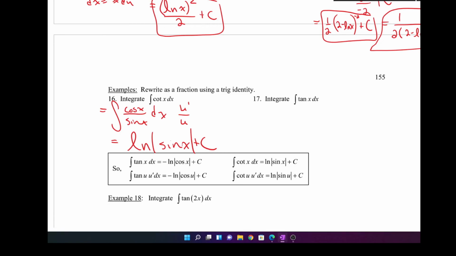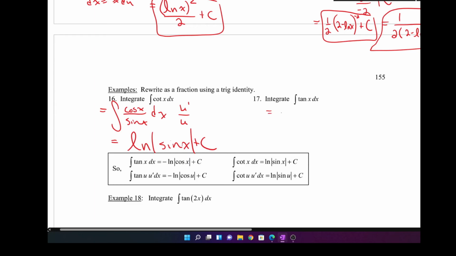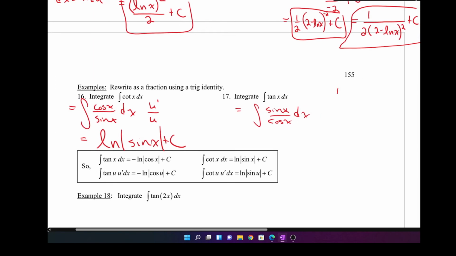Same thing here, by the way, is that tangent is the same thing as sine of x over cosine of x dx. But keep in mind that the derivative of cosine of x is going to be negative sine of x. So I'm technically missing a minus sign right here. So let me throw two of them out there, so that this is in my u prime over u form, and I can see now that it will be negative natural log of cosine of x plus c.